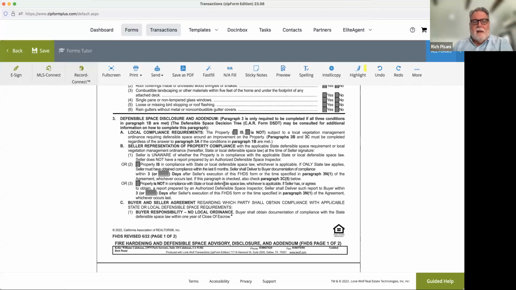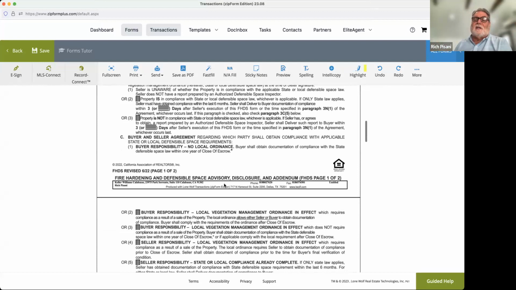So then we go to C, buyer and seller agreement regarding which party shall obtain compliance. So, buyer responsibility, no local ordinance. Buyer shall obtain documentation of compliance with the state defensible space law within 1 year of close of escrow. Now, if there isn't a local ordinance, then you would just leave it at that.